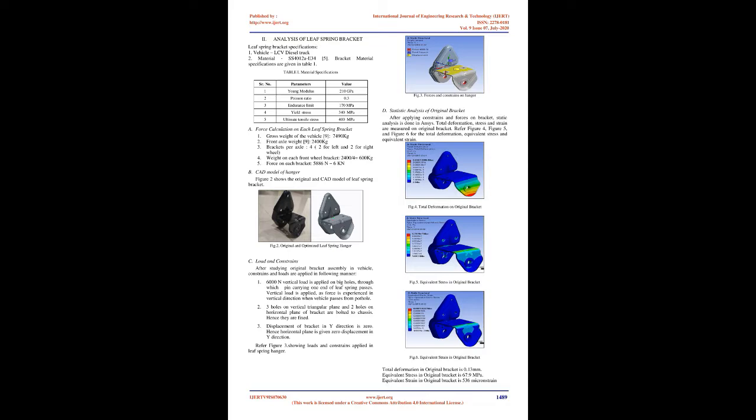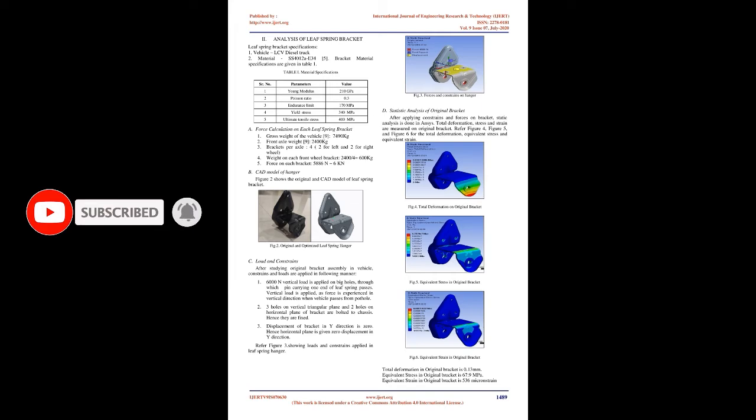In this paper, the topology optimization method is used for weight optimization of leaf spring bracket. Leaf spring bracket is the connecting link between the leaf spring and chassis. It is a non-movable part and hence has good scope of optimization. Leaf spring bracket of an LCV diesel truck has been analyzed and optimized to reduce its weight without compromising the strength. 3D modeling of the part is done in CREO 2.0 software. Analysis and topology optimization is done in Ansys 19 software.